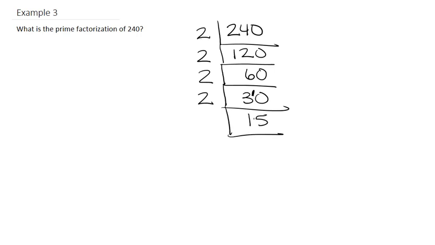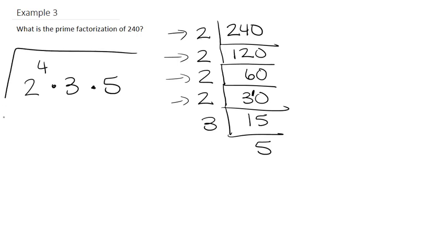So now we have 15, which can be divided by 3 and 5. And so these are the prime factorization of 240. So once again, we have our prime numbers. So we have 4 copies of 2 times 3 times 5. And this would be the prime factorization of 240.